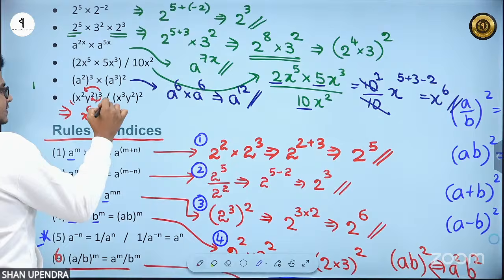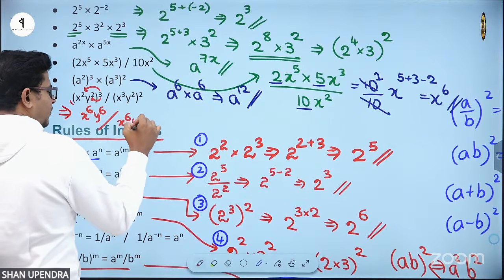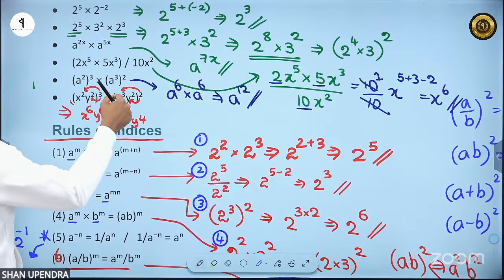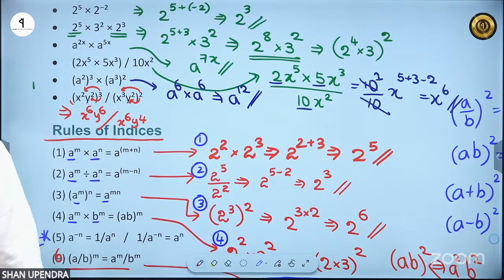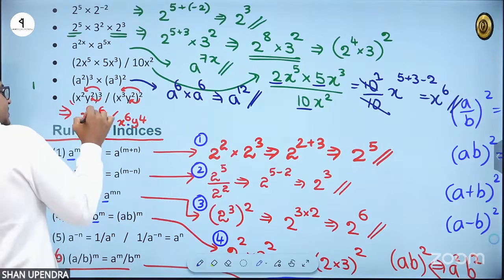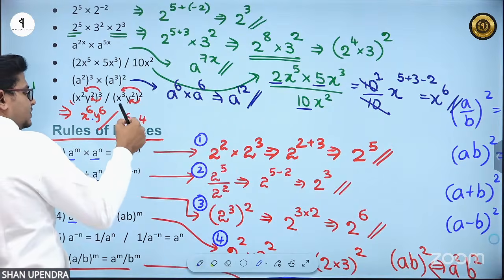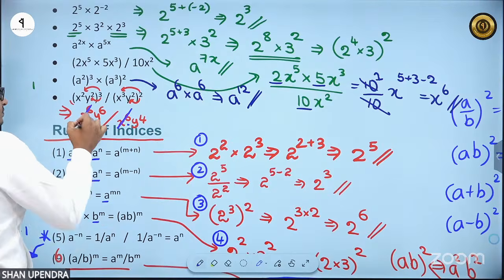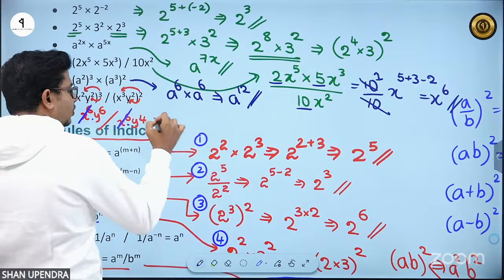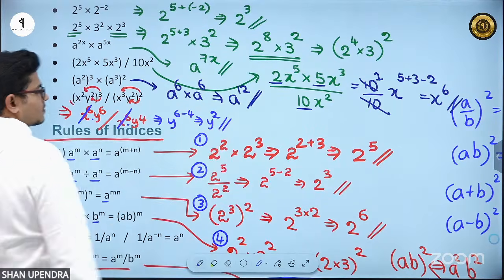So x to the power 6, y to the power 6, divided by, it's a division, x to the power 6, y to the power 4. You can see if you multiply it separately, x to the power 6, y to the power 6 divided by x to the power 6, y to the power 4. This is a division, so the x terms cancel out. Then you can see y terms are there. It's a common base, so you write y, 6 minus 4, it's y to the power 2. Final answer y to the power 2.